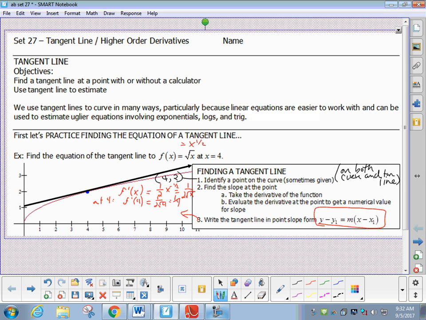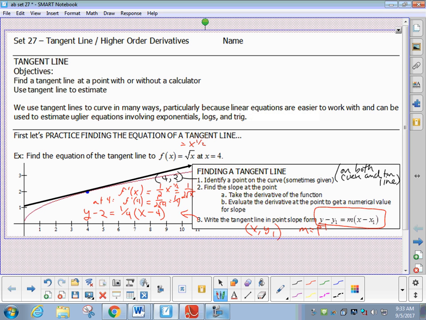The idea is that given a point, x1, y1, and the slope, which is the derivative, you write the line. So what's y minus y1 going to become? Y minus 2. That y1 is the point, the y part of the point we're passing through. The slope is 1/4. That's from our derivative calculation. And x minus the x of the point is.